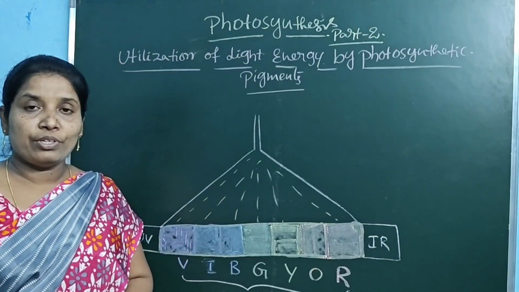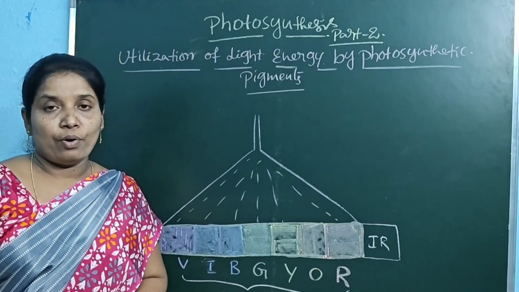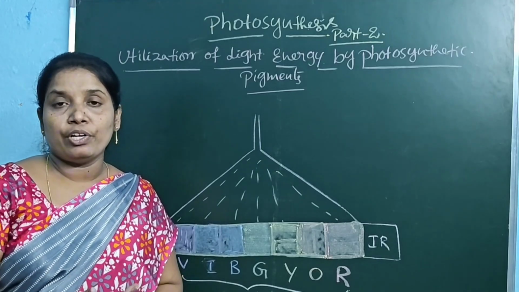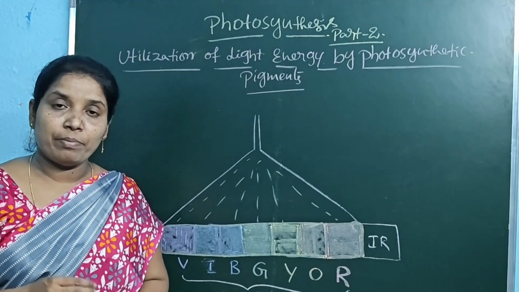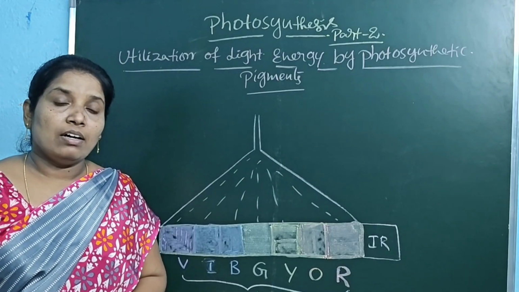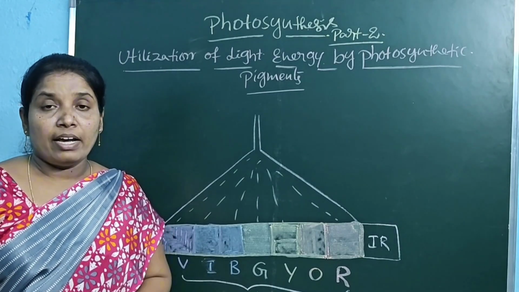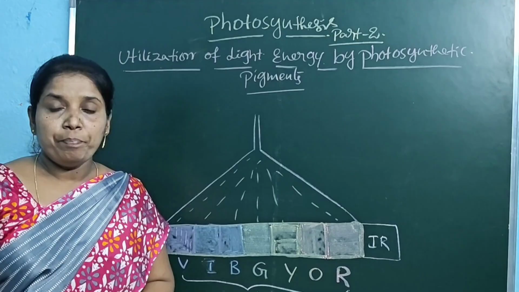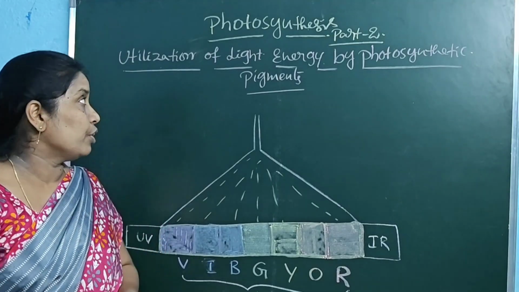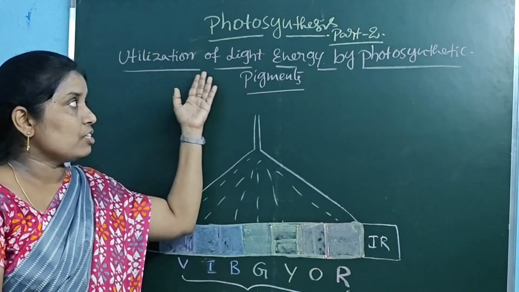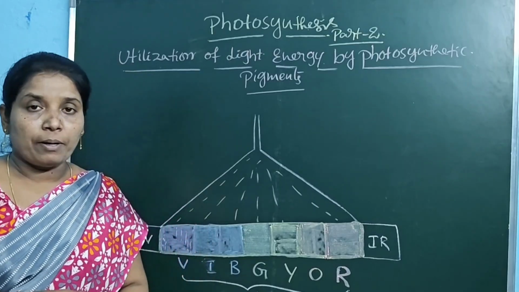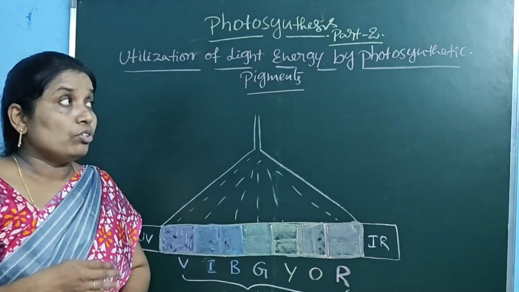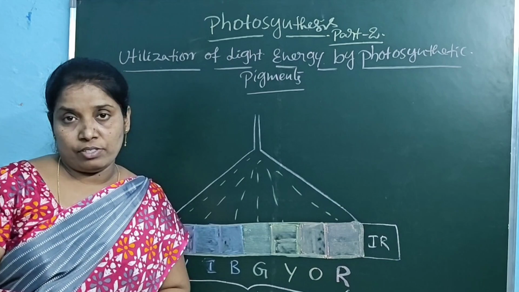In this video, I am going to give you a brief lecture on photosynthesis. In the previous video, we already discussed the definition of photosynthesis, the meaning of photosynthesis, the structure of chloroplast, and also the pigments involved in photosynthesis. In this video, we are going to discuss the utilization of light energy by photosynthetic pigments. Okay, so let's see how they are going to utilize the light energy.